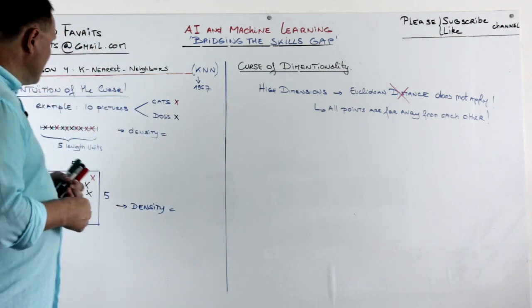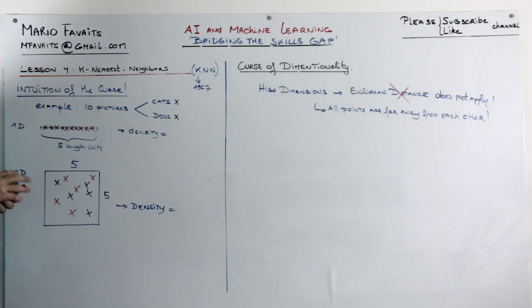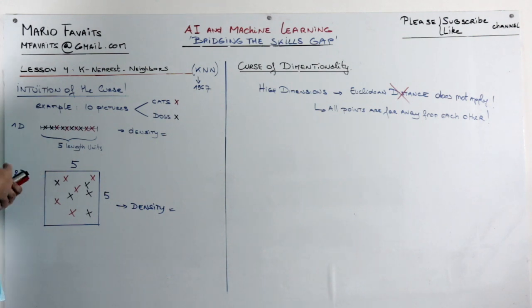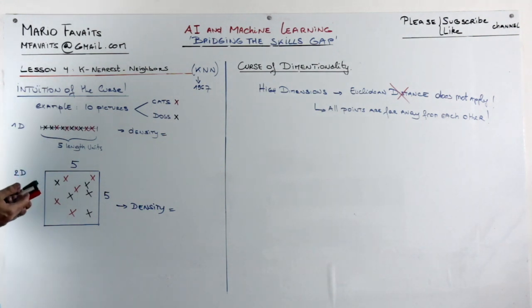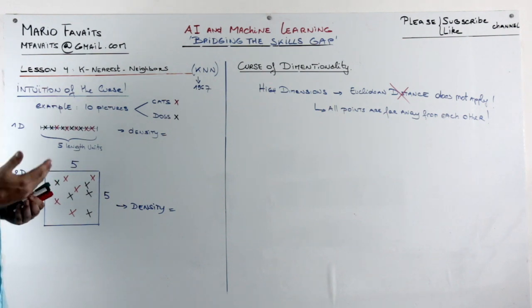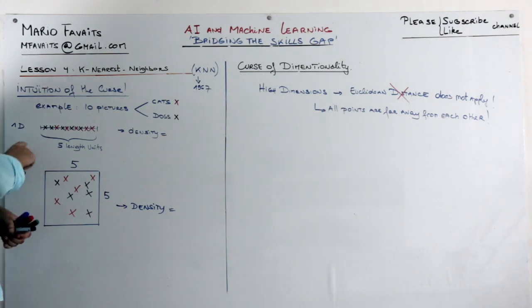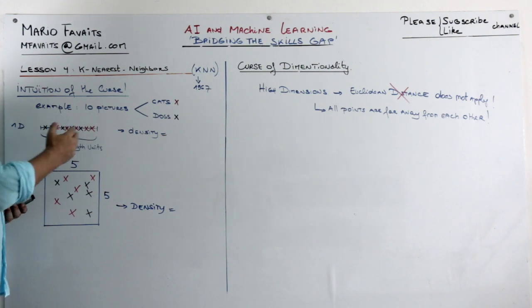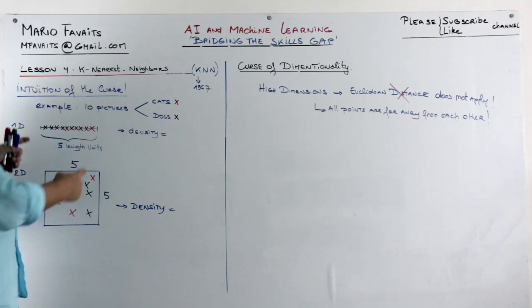So let's try to explain this. We take an example of 10 pictures. We have cats and dogs, 5 each, and we want to separate these. We want to create a decision boundary that separates these classes. If you try to do it in one dimension, and here you have a line of 5 units, you could basically put all these dogs and cats on this line.